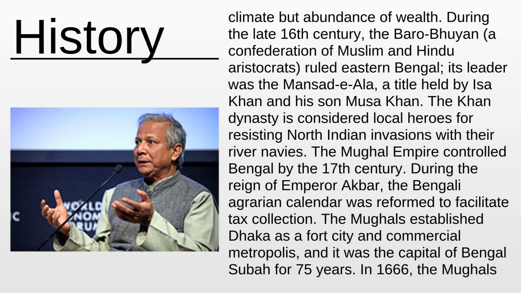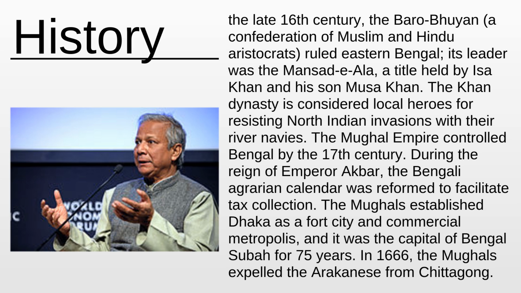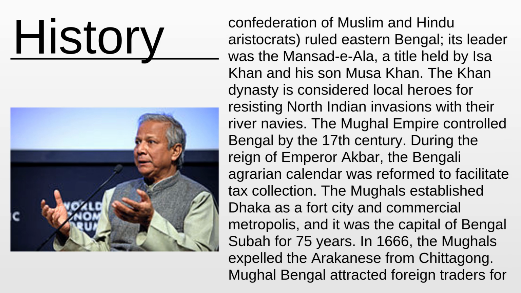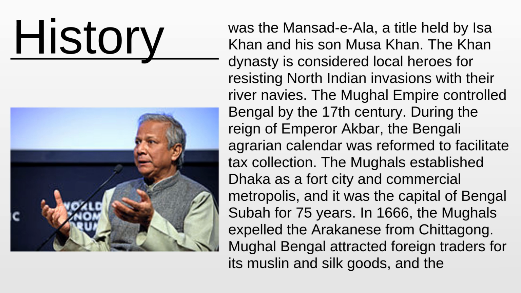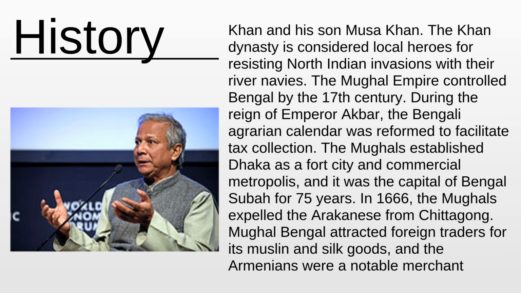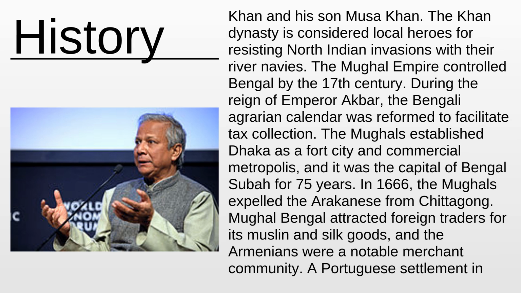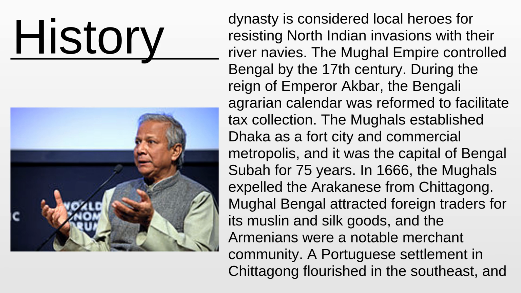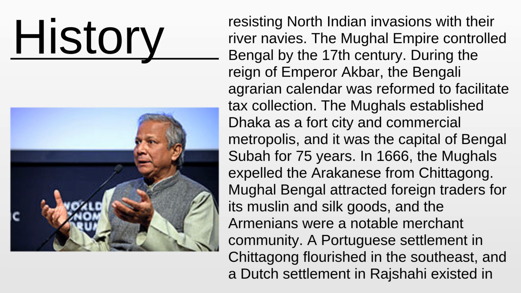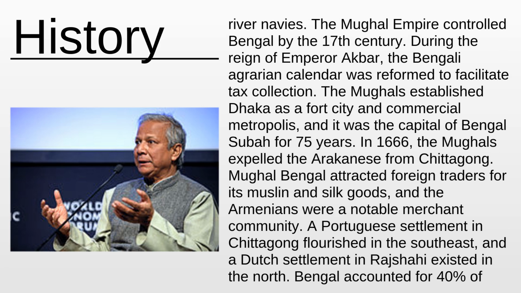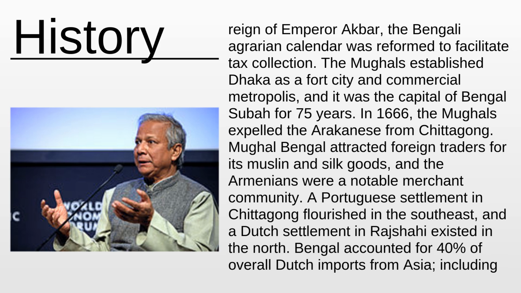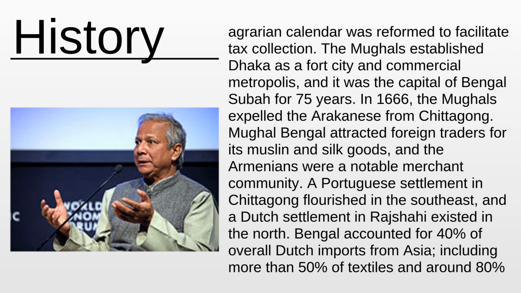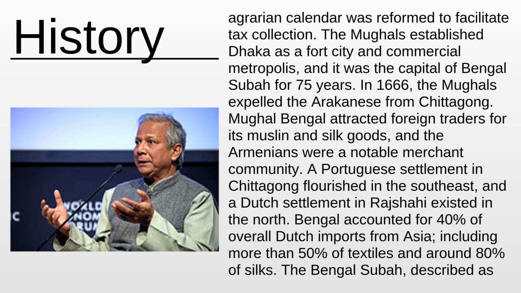The Khan dynasty is considered local heroes for resisting North Indian invasions with their river navies. The Mughal Empire controlled Bengal by the 17th century. During the reign of Emperor Akbar, the Bengali agrarian calendar was reformed to facilitate tax collection. The Mughals established Dhaka as a fourth city and commercial metropolis, and it was the capital of Bengal Suba for 75 years. In 1666, the Mughals expelled the Arakanese from Chittagong.